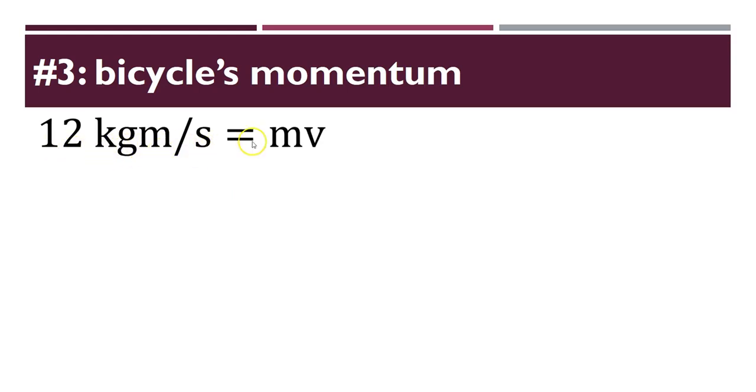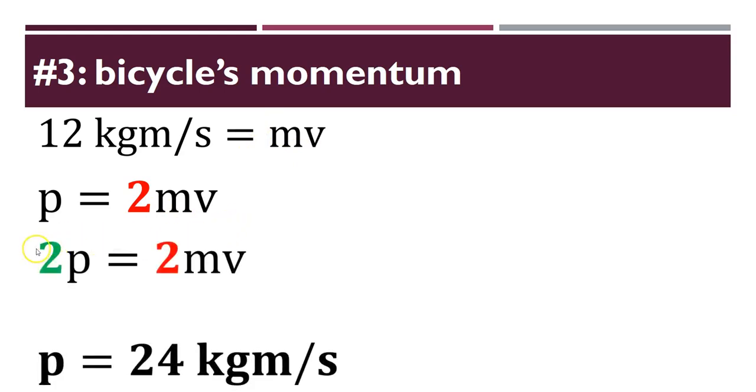Okay, that's our P, and we know that that's equal to some mass times some velocity. Well, what happens if we double our mass? Okay, we're doing a 2 times m on one side of the equation, which means we have to do a 2 times p on the other side of the equation. So if we double the mass, we double the momentum, which in this case makes it 24 kilogram meters per second. Remember, anything you do on one side of the equal sign, you have to do the exact same thing on the other side of the equal sign.